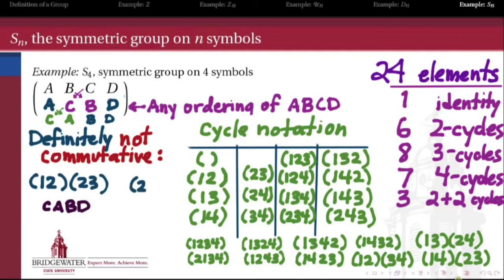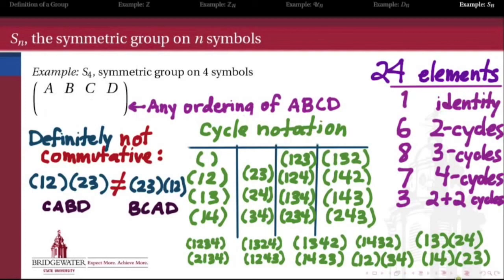Now contrast that with what you get by reversing the order in which we apply those cycles. So if I do (1 2) first, then I'm going to swap the A and the B in my original word. And then doing (2 3) swaps A and C in the new word, and I get BCAD. So the net result, again, is different than what it was that I started with. So the symmetric group is also an example of a group that's not commutative.